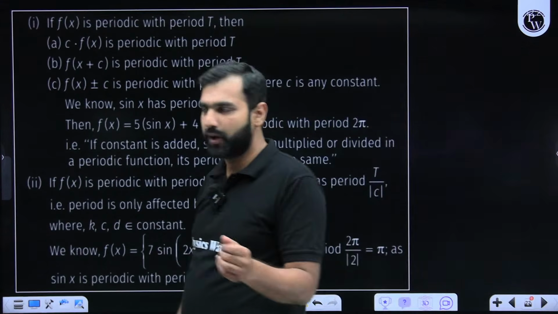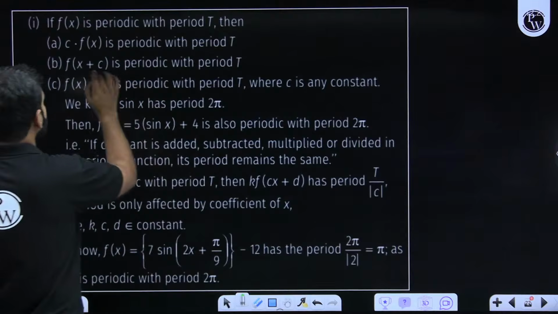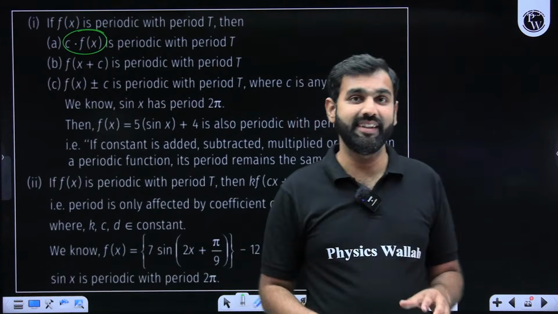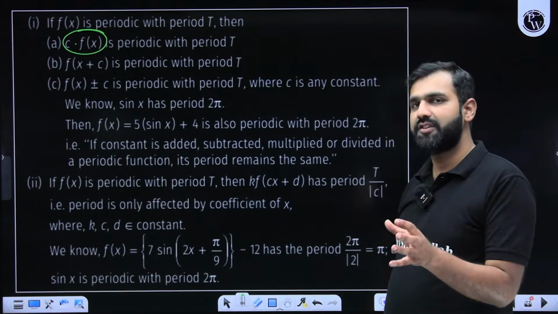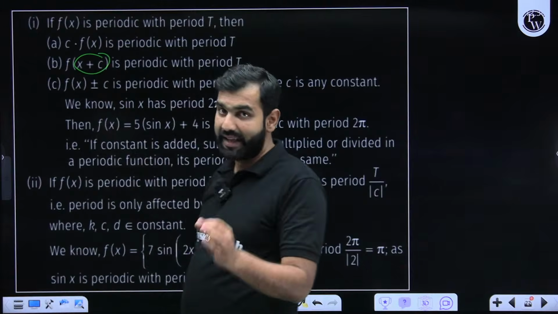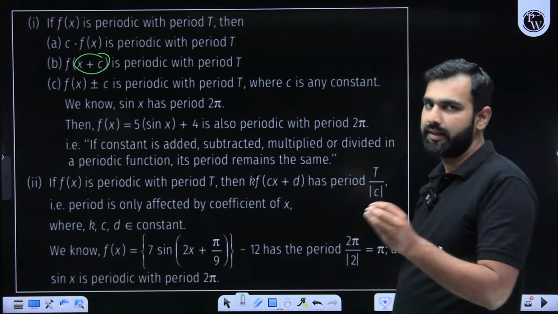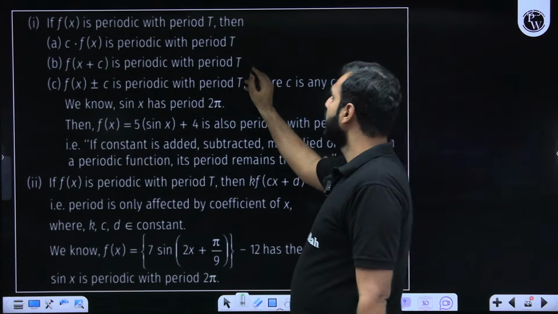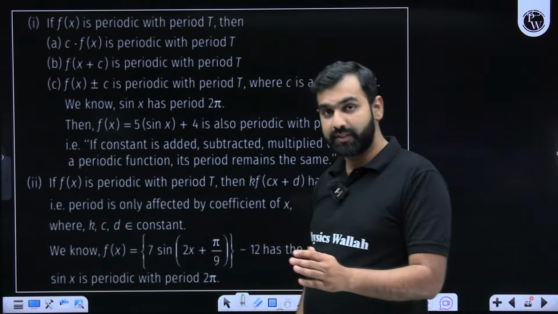Now, there is something more crucial related to periodicity of functions. Let's say you're given a periodic function and that periodic function is multiplied by a scalar or a constant quantity, then its periodicity will not be affected. Its period will still remain the same. But if I add a constant to this variable, let's say f of x plus c, sine x plus 3, sine x plus 2 pi, then also it will remain the same periodic function with the same period T.